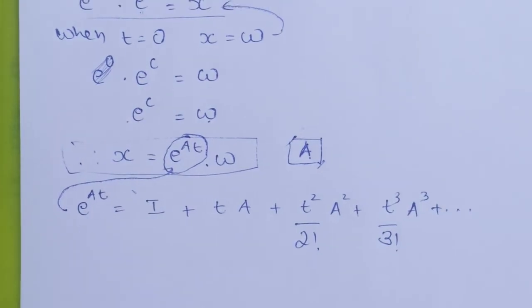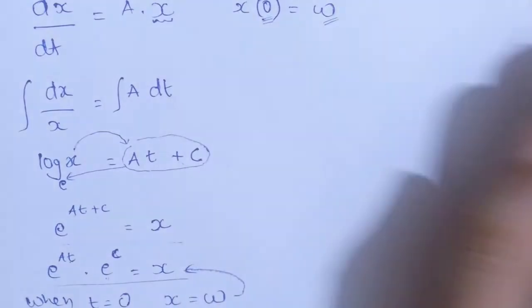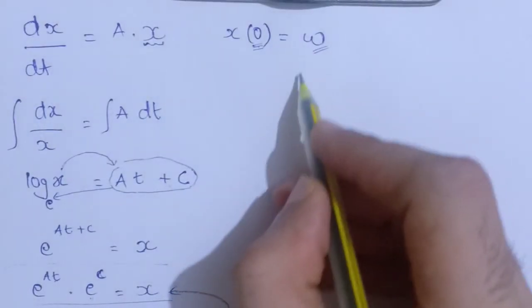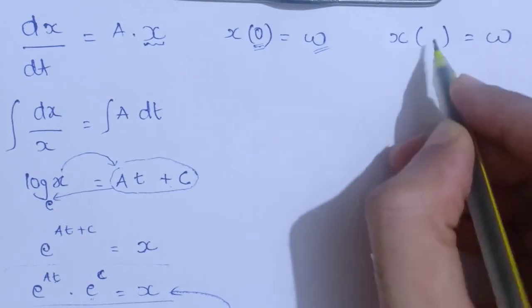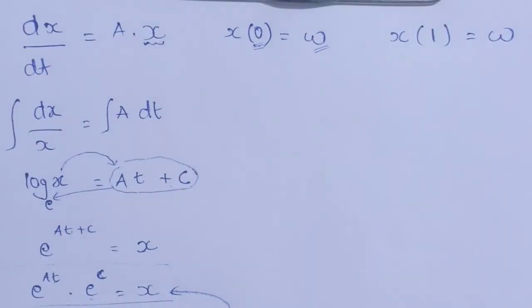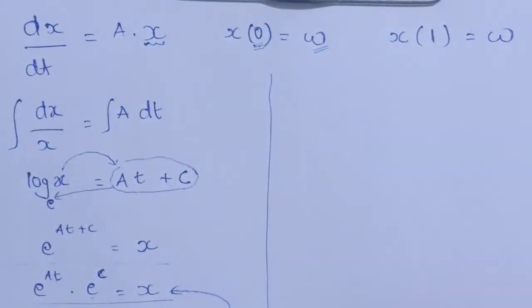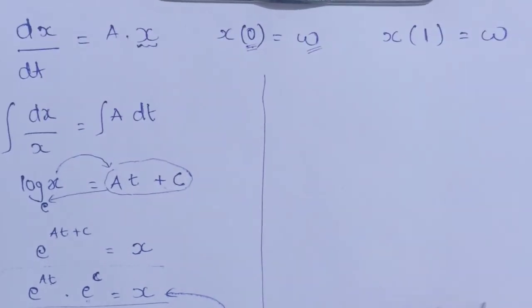Now taking an example where this is not 0, right? Sometimes what happens is in examinations we get an initial value of x as omega, but not at 0, it will be at 1. So how to treat such a sum? It's again very simple, it's not that difficult. So let's see how to tackle this.